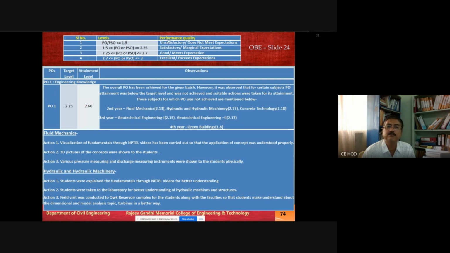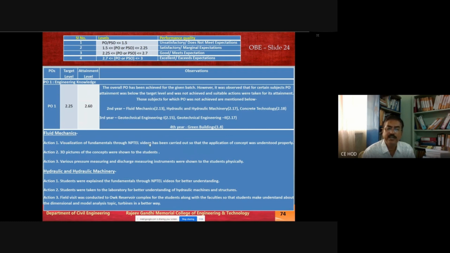Here are the levels and performance quality. PO and PSO less than 1.5 we consider unsatisfactory. 2.25 is our target level. Between 1.5 and 2.25 is satisfactory, marginal expectations. Between 2.25 and 2.7 is good, meets expectations. Greater than 2.7 up to 3 is excellent, exceeds expectations.